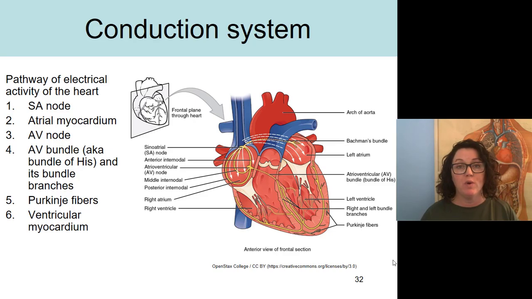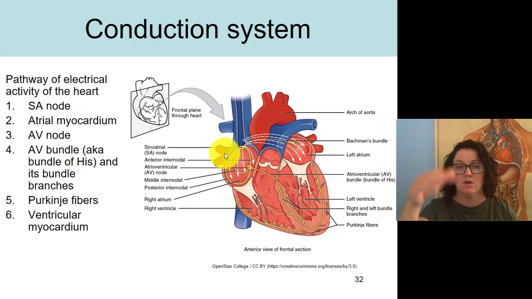Let's trace the pathway of electrical activity through the heart. So we're going to start with the sinoatrial node, or the SA node, that's in the right atrium. These autorhythmic cells will initiate an action potential that spreads to all of the atria, and you can see that here in the picture. Once that action potential spreads throughout the atrial myocardium, that will cause the atria to contract. But we're just concentrating on the electrical activity.